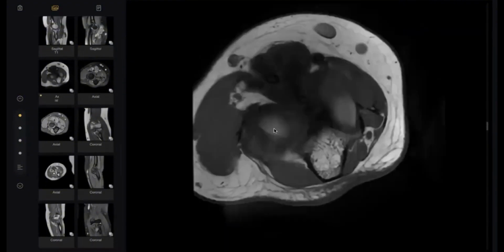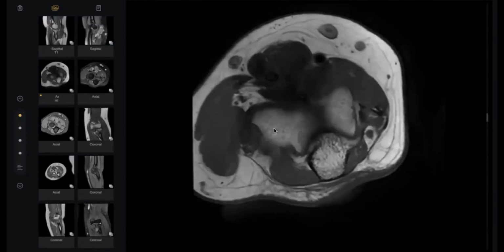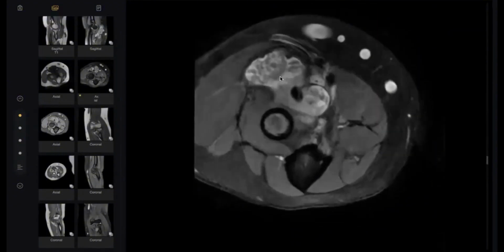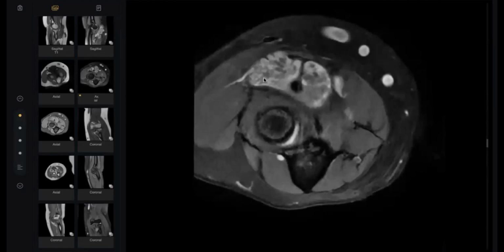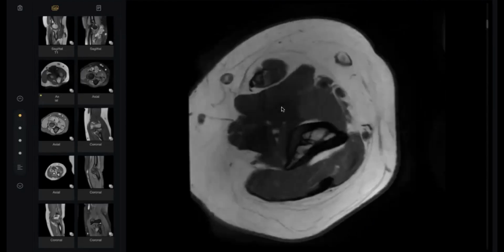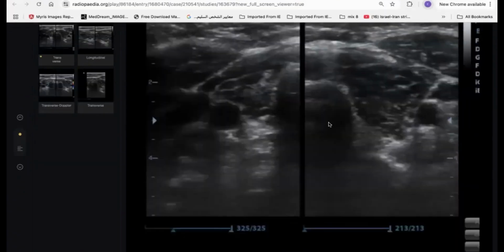This is, I think, gradient. Look, complete loss of signal here in comparison to here. Okay, my colleague, this is synovial thickening. Here, complete blooming artifact or signal drop. Thank you so much. Next candidate.